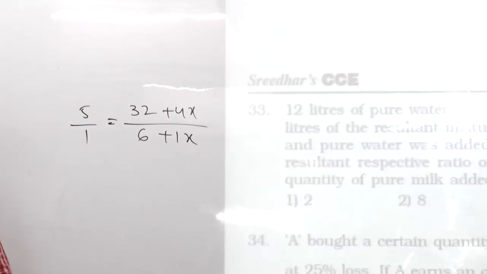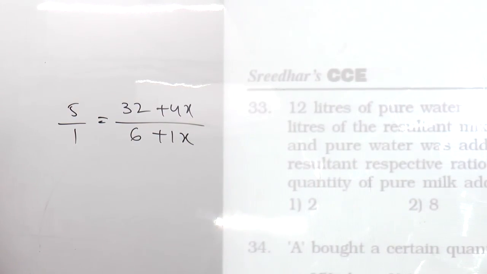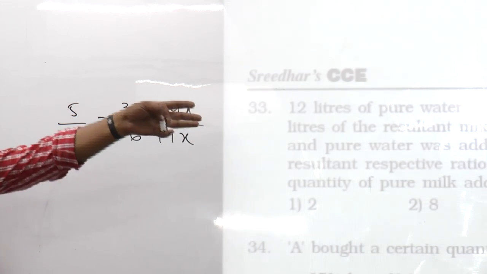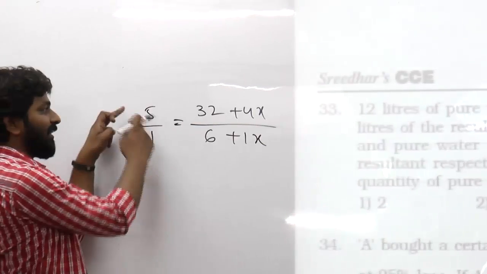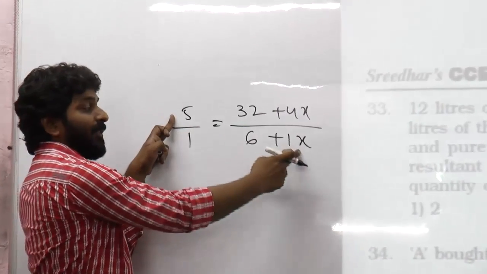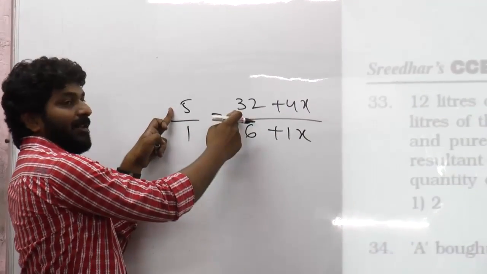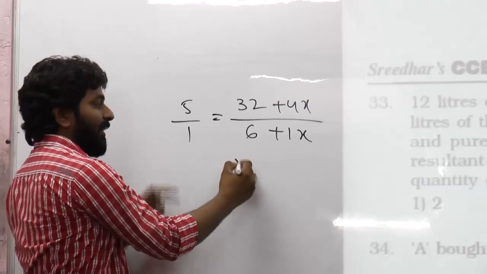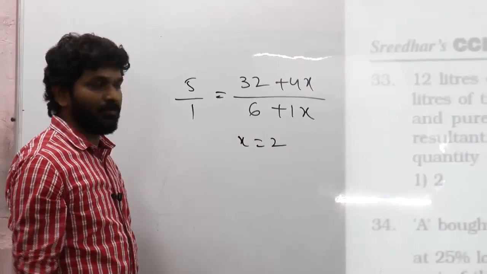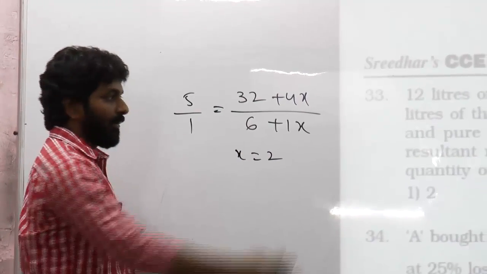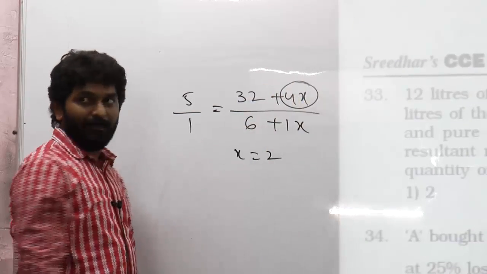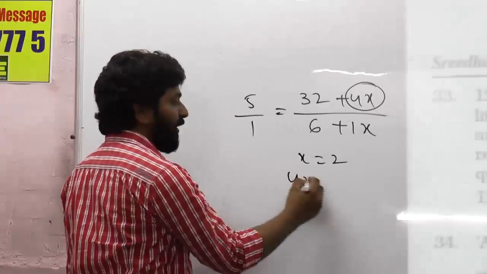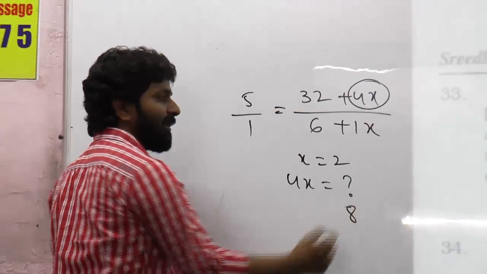4x. Answer should be a 4 multiple, and many are there. Second, third, fourth, fifth, all are 4 multiples. Go for cancellation here. 35x, 32, 4x. x is equal to 2. And next, you are asked how much quantity of milk is added? 4x. 4x is equal to how much? 8.